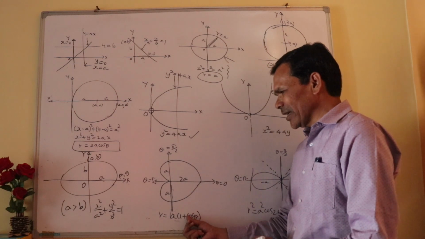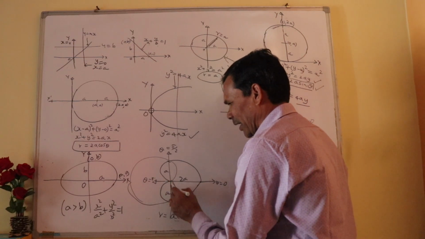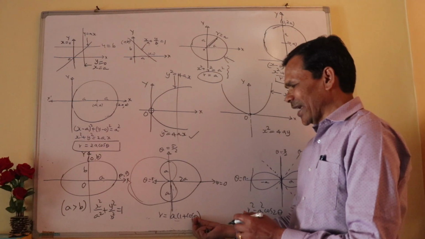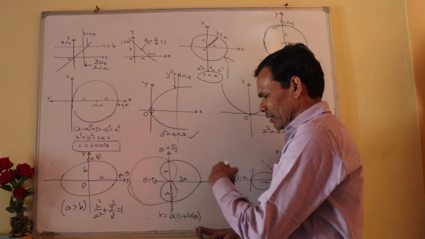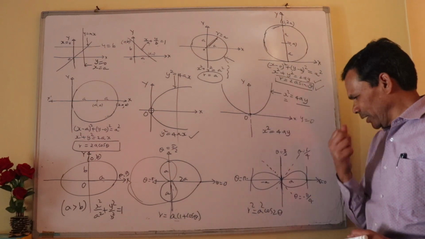If you take a minus sign here, it is inverted like this. So it is this cardioid. And if it is taken as a plus sign, then you have those cardioids I have already given there. So this is the standard curve, the cardioid.